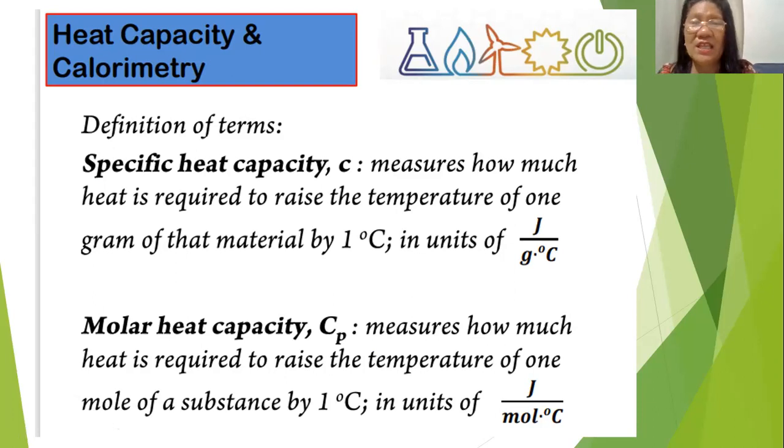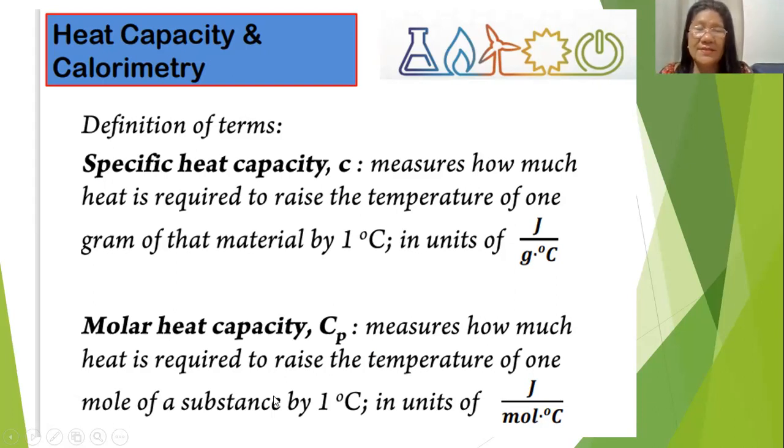What is specific heat, by the way? Specific heat is the measure of how much heat is required to raise the temperature of 1 gram of that material by 1 degree. So for 1 gram of material, an increase of 1 degree centigrade, it has a unit of joule per gram degree centigrade.